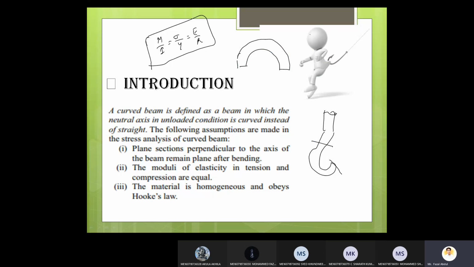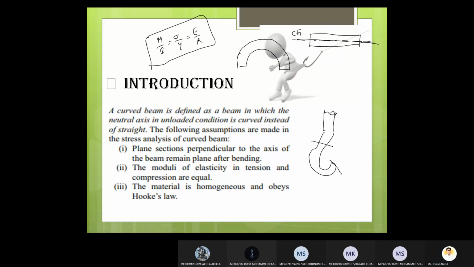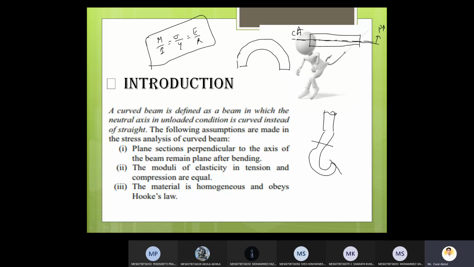First I will draw the straight beam. This is the neutral axis, sorry, the central axis, and the neutral axis also passes here. In a straight beam, the neutral axis and the central axis both coincide. If you apply the load here, it is going to bend in this manner.